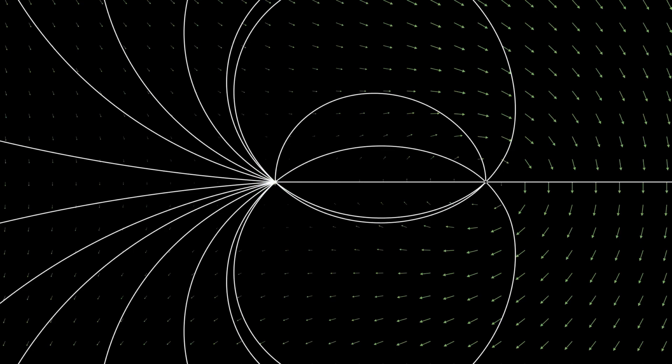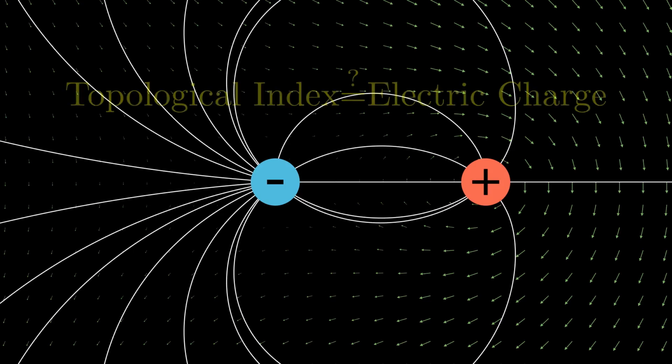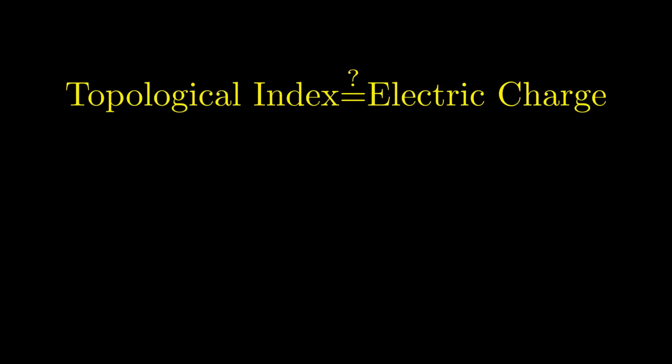The suggestion that nulls carry something like charge was interesting, since we already knew that nulls carry a similar number attached to them called their topological index. Could these be related? So, what is a topological index?